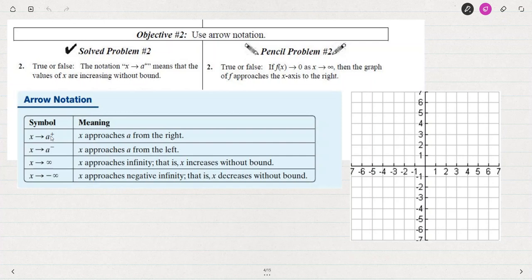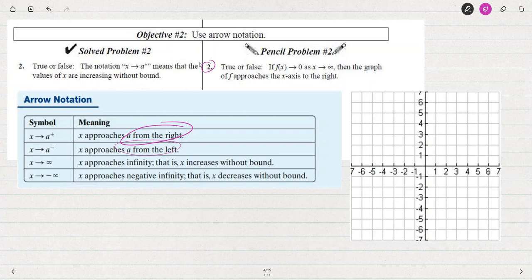So this little plus, it looks like an exponent, means from the right. Or x approaches a from the left. We could also say that x approaches infinity, or x approaches negative infinity.